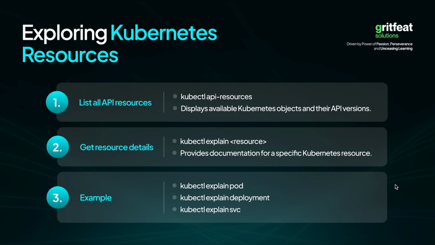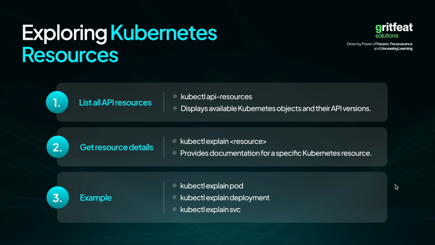Let's talk about exploring Kubernetes resources. So resources, as in objects in the Kubernetes cluster, like pods. Let's go with number one, listing all API resources. You can do that with the kubectl api-resources command, which will show you all types of resources available in a cluster.